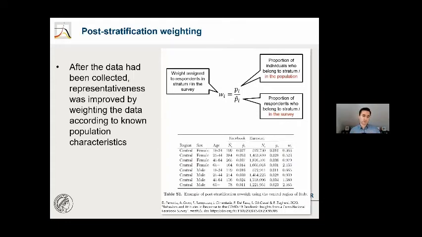So to summarize, these were the steps that we took to address these challenges that collecting samples in general, but in particular also collecting samples for surveys with online media or social media networks, create.